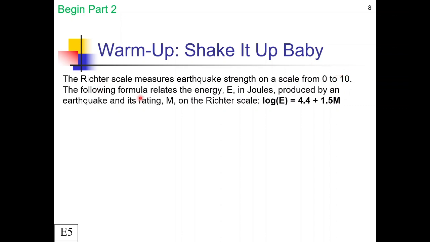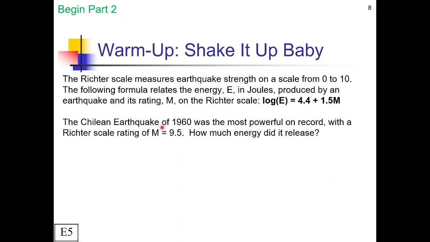The following formula relates the energy, E in joules, produced by an earthquake, and its rating M on the Richter scale. So log of E equals 4.4 plus 1.5 times M. So the question here: the Chilean earthquake of 1960 was the most powerful on record. It had a Richter scale rating of 9.5.